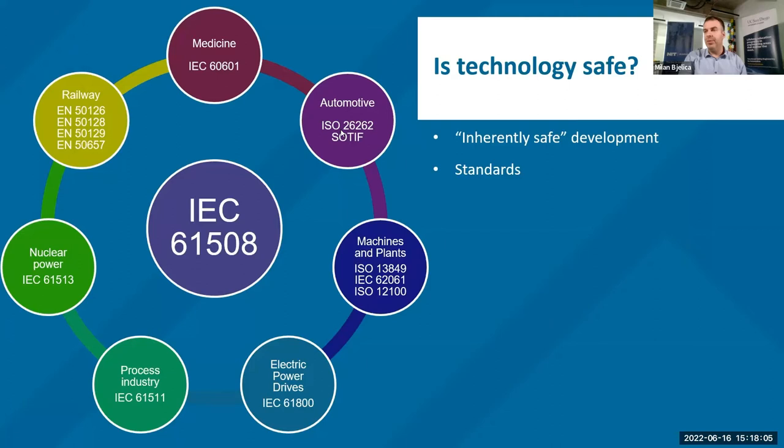But for other fields, you have different standards, like for the process industry, IEC 61511, and for machines and plants, what is very interesting for industrial IoT, for smart cities and smart factories, ISO 13849 and IEC 62061. These two standards are also very much regarded, but most of the concepts are very similar across the standards.